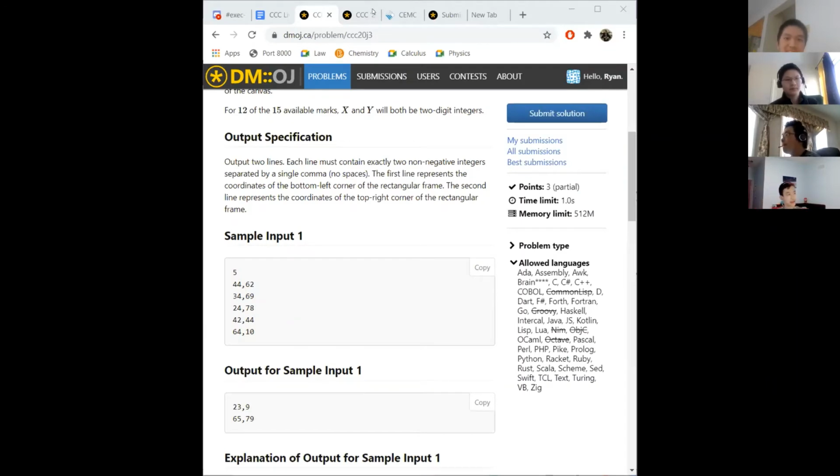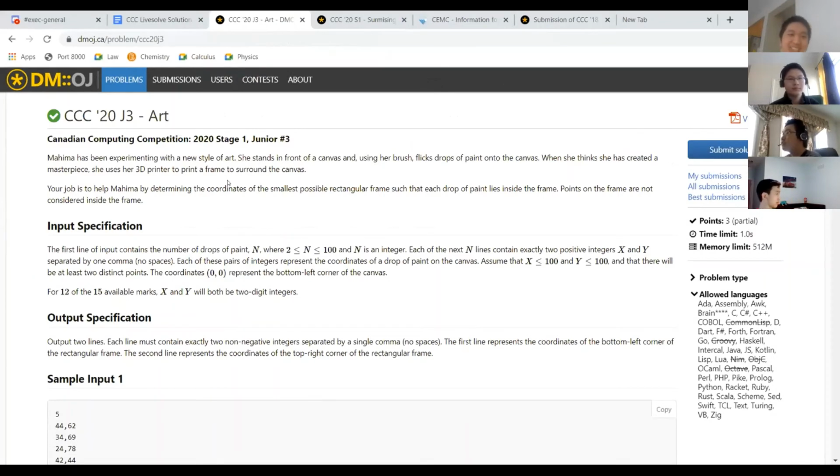Okay, so let's talk about Art. And you might think CCC has nothing to do with art, but they make some very interesting problems. Okay, so Mahima has been experimenting with a new style of art. She stands in front of a canvas and using her brush, flips drops of paint onto the canvas. When she thinks she has created a masterpiece, she uses her 3D printer to print a frame surrounding the canvas. Your job is to help Mahima by determining the coordinates of the smallest possible rectangular frame, such that each drop of paint lies inside the frame. Points on the frame are not considered inside the frame.